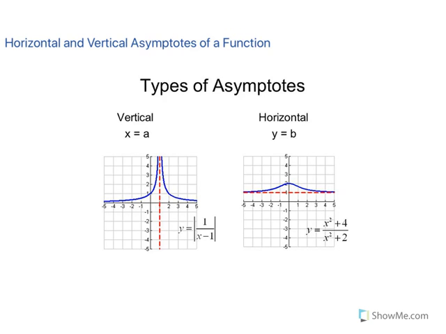Today we will be learning how to find the horizontal and vertical asymptotes of a function. So, to start off, what is a horizontal and vertical asymptote? Well, horizontal asymptotes are horizontal lines that the graph of a function approaches as x approaches positive or negative infinity, whereas vertical asymptotes are vertical lines that are perpendicular to the x-axis, near which the function grows without bound.